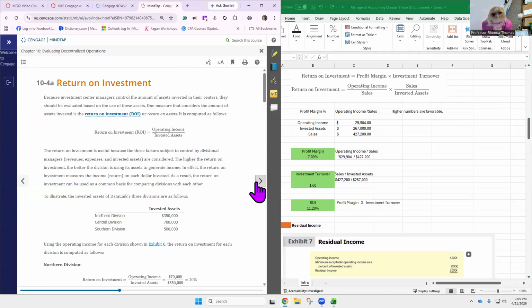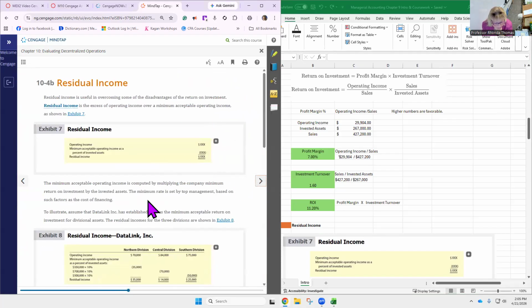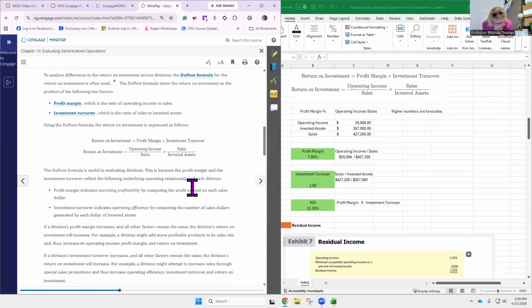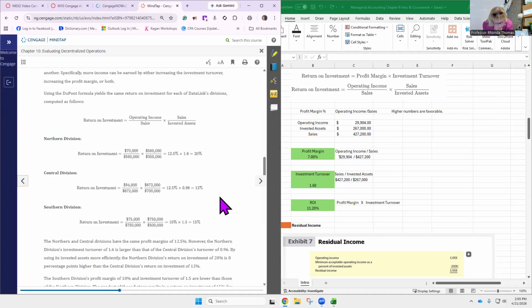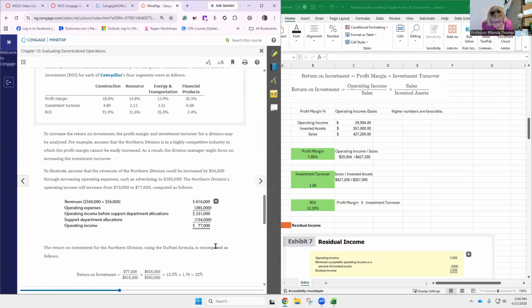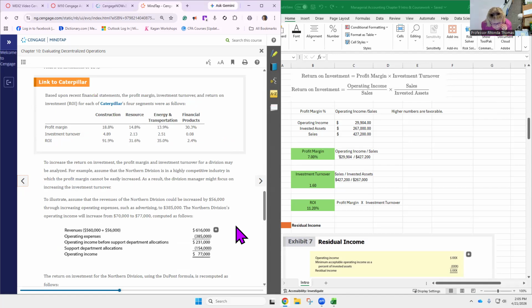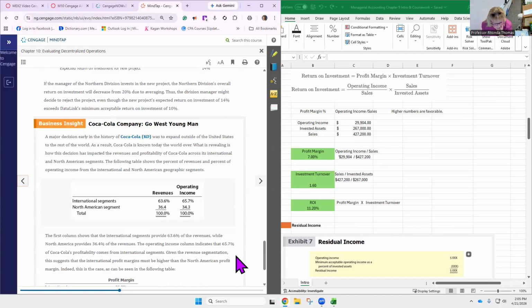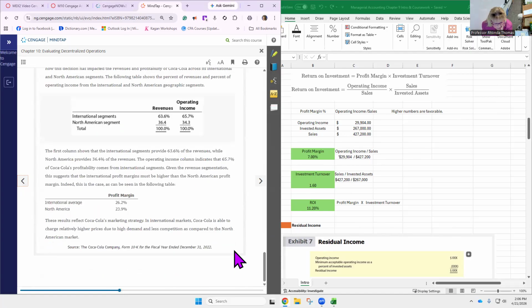Okay, return on investment, ROI. Here comes residual income. Okay. Residual income is useful in overcoming some of the disadvantages of return on investment. So return on investment has its advantages and disadvantages. There's always something that lacks, usually of a measure, right? So oftentimes both are used. The return on investment and the residual income both get calculated to see what happens.